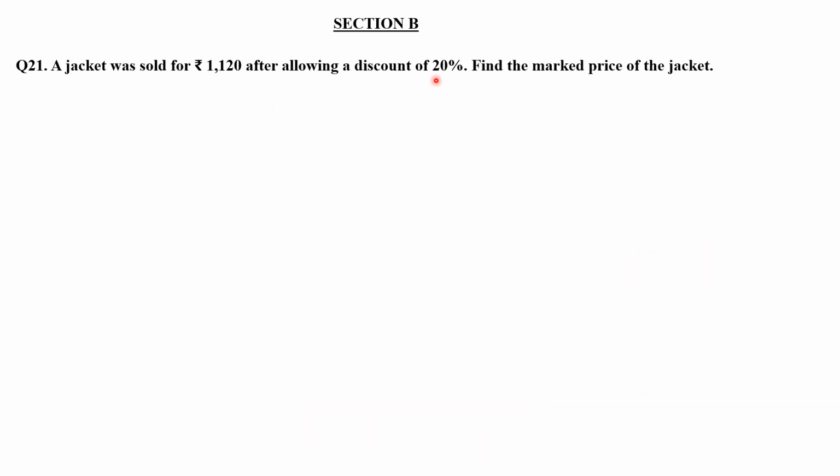Question number 21, which is now from section B. A jacket was sold for 1120 rupees after allowing a discount of 20%. Find the marked price of the jacket. So here marked price itself is not given, isn't it?